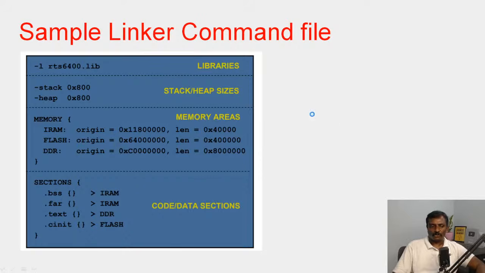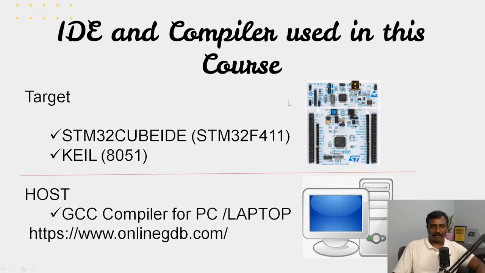Okay. So the IDE and compiler used in this course are STM32CubeIDE and Keil 8051. The GCC compiler is online. We are going to use a GCC compiler and onlinegdb.com. The host is the machine, that is, a personal computer or laptop, whereas the target is a microcontroller. Okay.